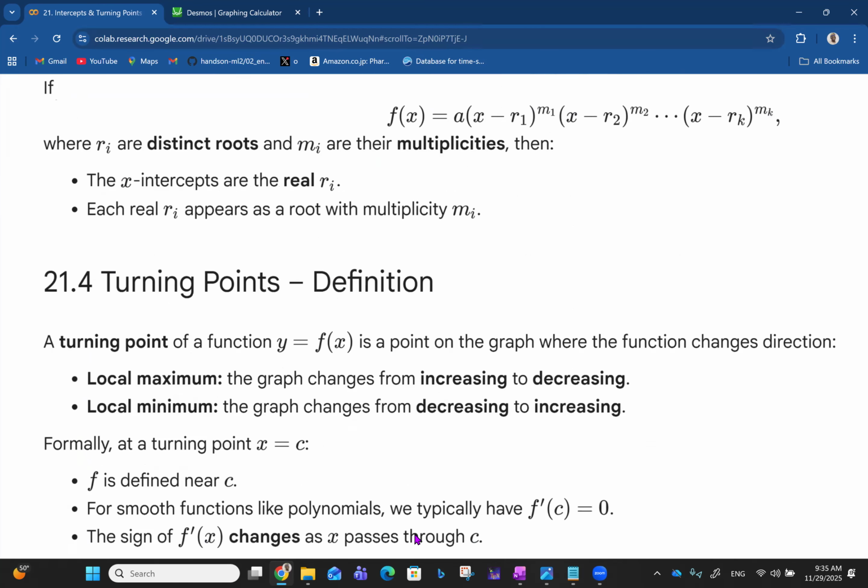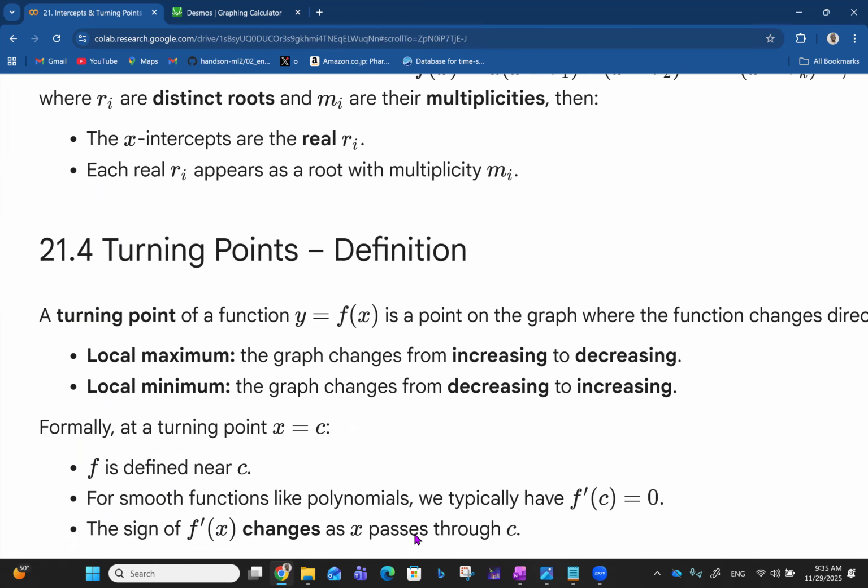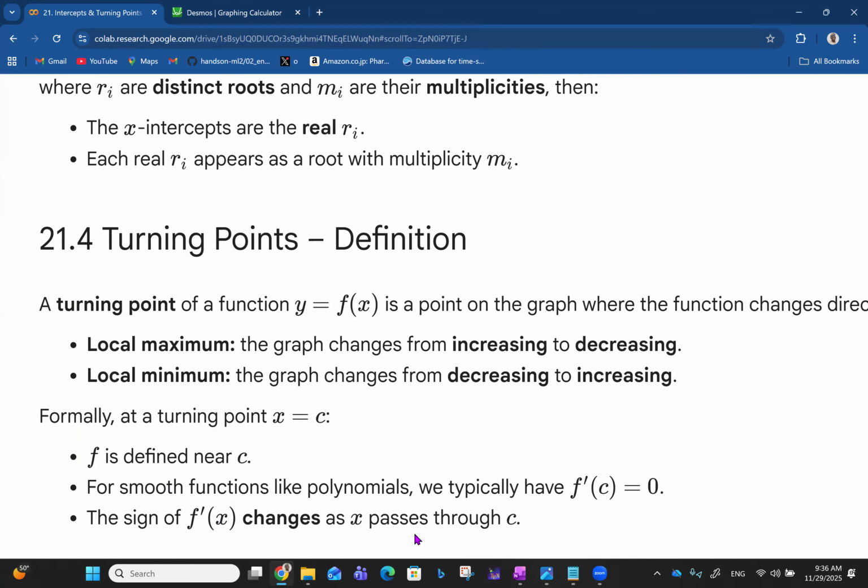So, turning point definition, since here we're talking about intercepts and turning points. We've now talked about intercepts. We have y-intercepts, where any curve you have crosses the y-axis, and then the x-intercepts, where the curve crosses the x-axis.